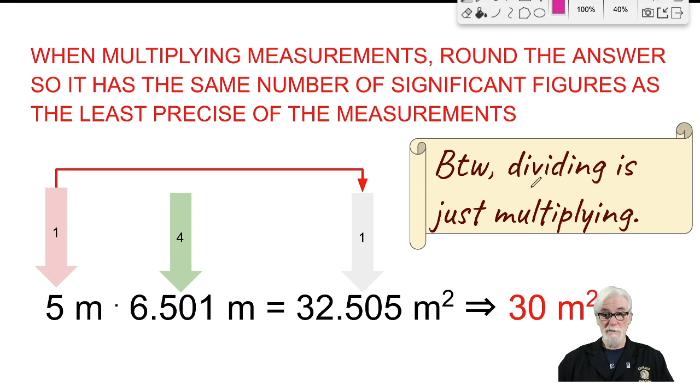And by the way, dividing is just multiplying by a number that's smaller than 1, so the same rule would apply for dividing as it does for multiplying. So now we have the ability to use arithmetic with our measurements without overstating or understating our precision by following a couple simple rules. Let's just recap what the rules are.